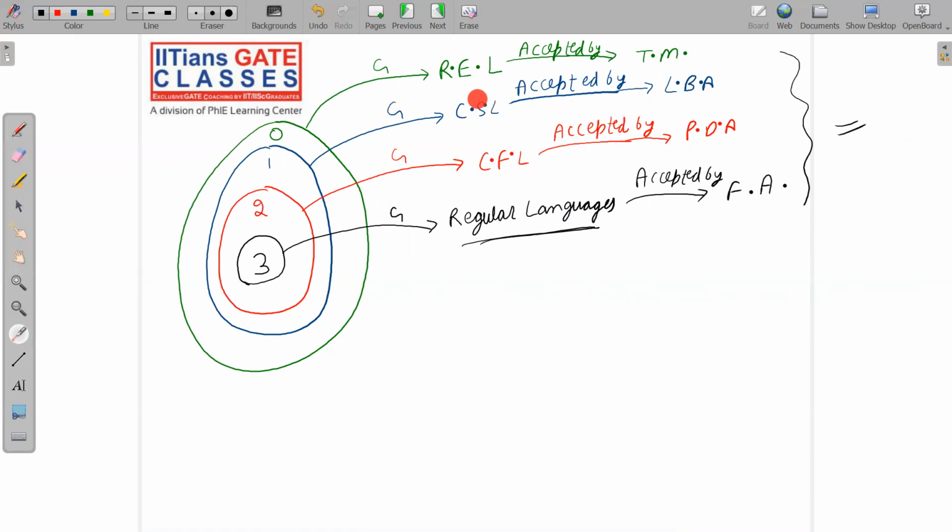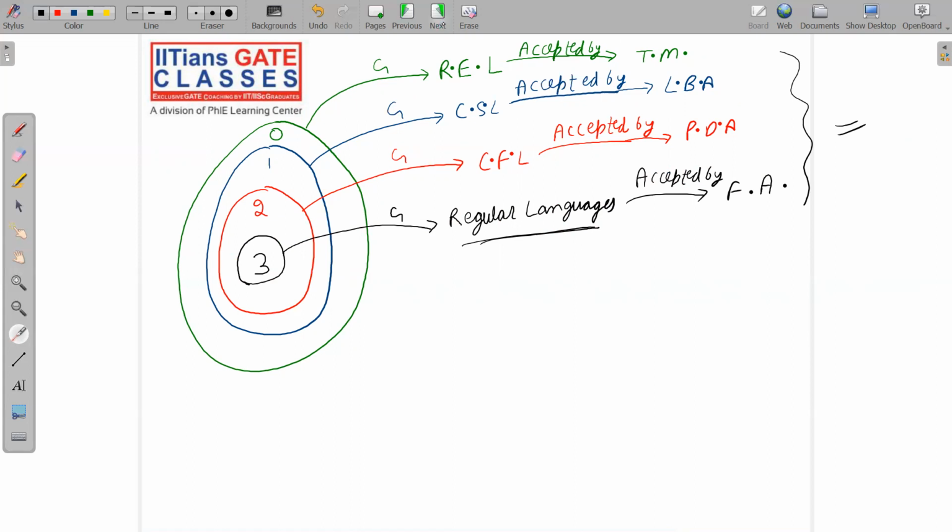Similarly, a language is said to be context sensitive if and only if there exists a type 1 grammar generating it, or there exists an LBA accepting it. A language is said to be recursively enumerable if and only if there exists a type 0 grammar generating it, or there exists a Turing machine accepting it. Okay, I hope I have made the point clear. This is the very basic point, and most competitive exams ask these types of questions. So this is the summary of your Chomsky hierarchy. Please try to remember these things.